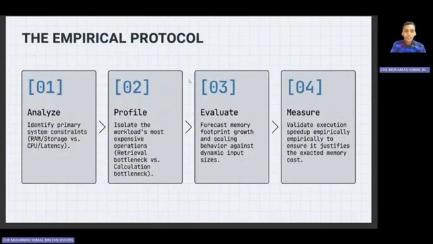And the empirical protocol. Number one, analysts identify primary system constraints. Number two, profile and isolate workloads' most expensive operations. Number three, evaluate and forecast memory footprint growth and scaling behavior. And number four, measure the execution speed-up empirically.